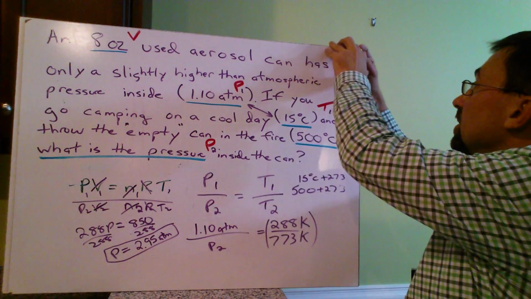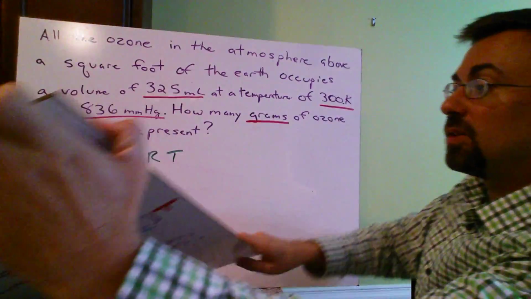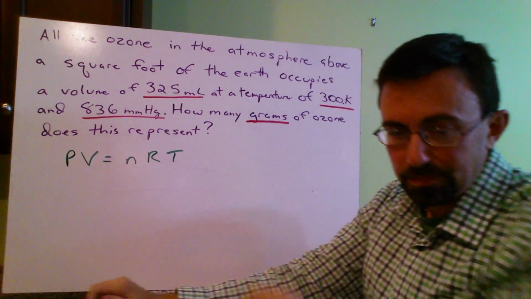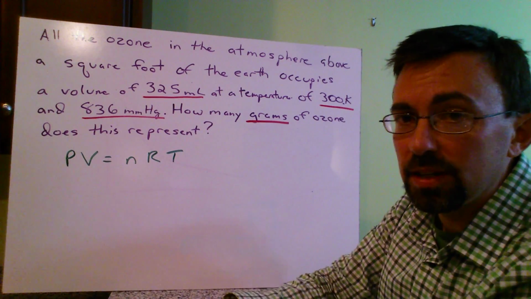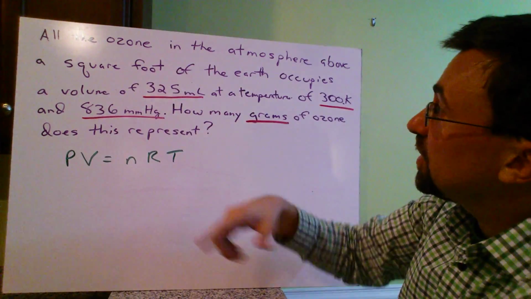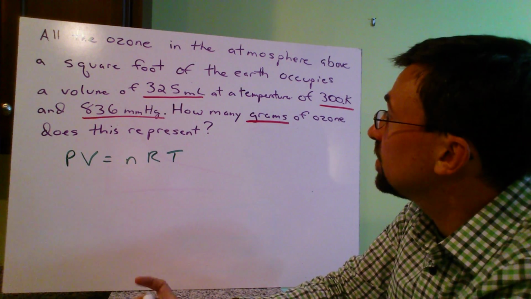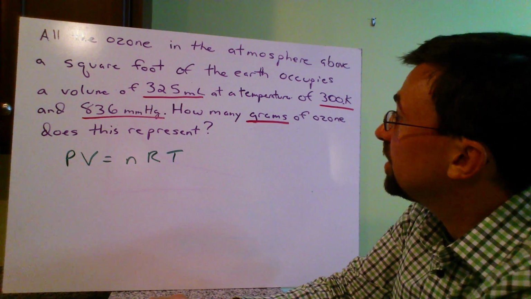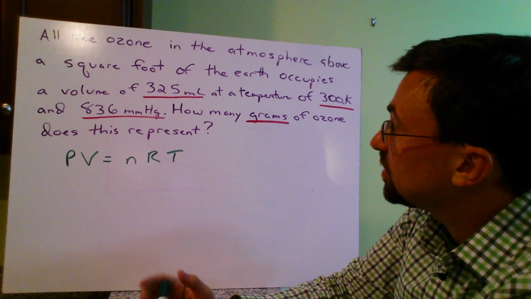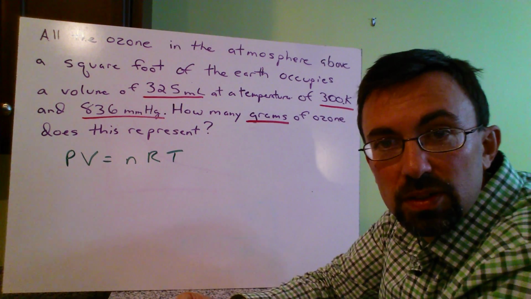So, what's one look like where it's a standard PV equals nRT? Well, I'm glad you asked that question. And I happen to have one right here ready to go. All the ozone in the atmosphere above your head right now occupies a volume of about 325 milliliters at a temperature of 300 Kelvin and 836 millimeters of mercury. How many grams of ozone is there up there?